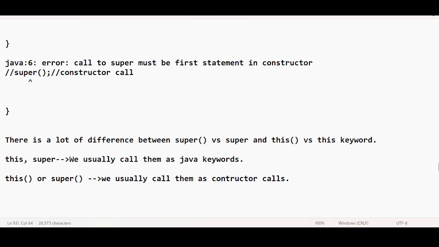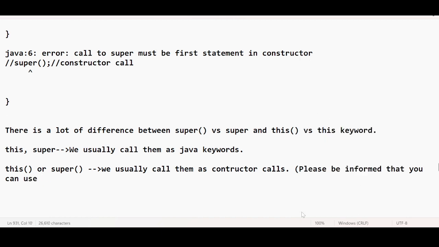Okay, there are certain places where you are supposed to use the this or super keywords, and there is only one place in Java where you can use the this constructor call or the super constructor call. Only in constructors you can use these. Please be informed that you can use these constructor calls only in the Java constructors.